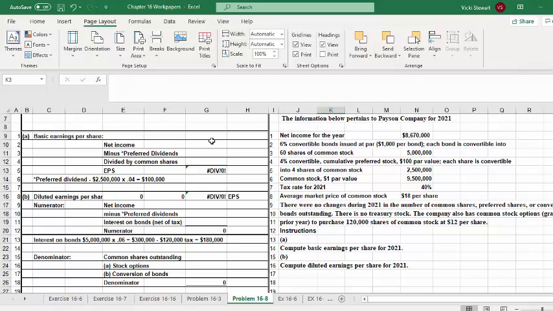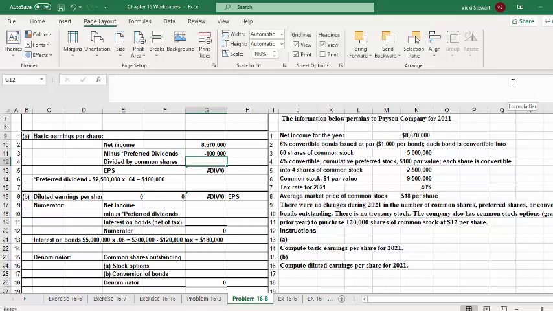So to compute basic earnings per share, we start with net income, which was $8,670,000. We would need to subtract from that the preferred dividends because the preferred stock was cumulative. So to calculate the preferred dividend, we take the par value, which the problem gave us, $2,500,000, and multiply it by the 4% for the dividend rate, and we get $100,000 for the preferred dividend, and that is what we would need to subtract from net income in the numerator.